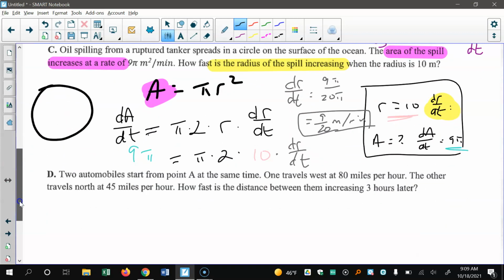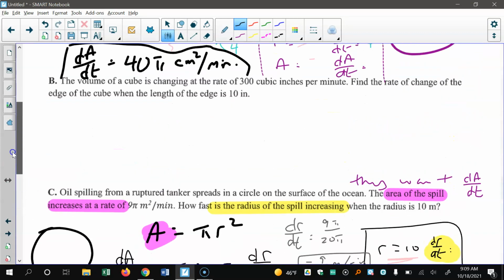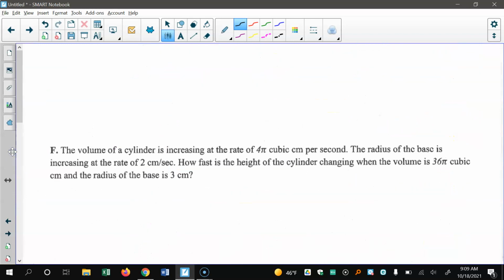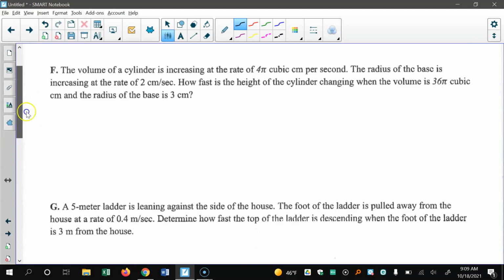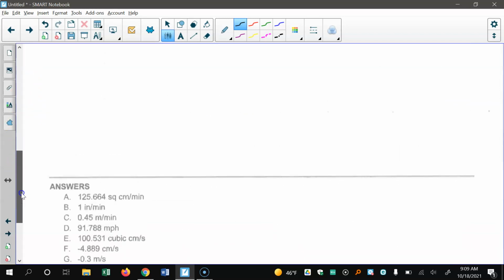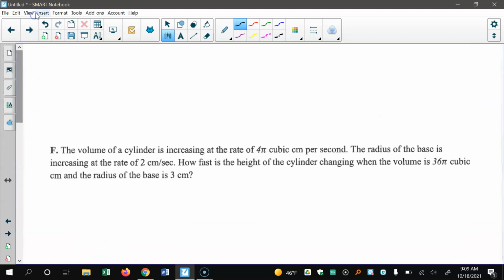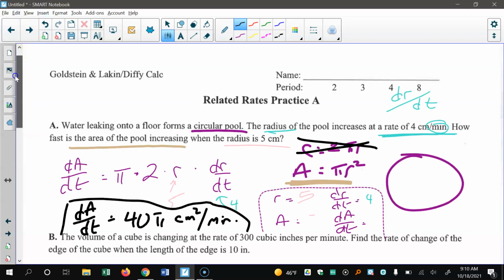Okay, that was C. Let's go and try B now. And I think that kind of takes care of it. I want to see if there's a ladder. Let's do G, and then that's it. They have answers here for the rest, so you're welcome to try the rest on your own, but I'm only going to do 2 more.